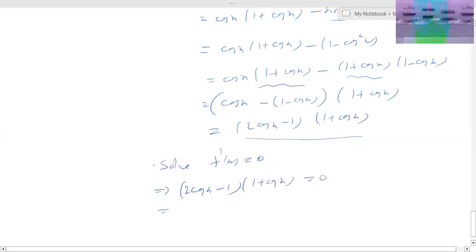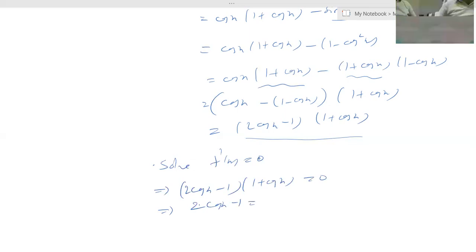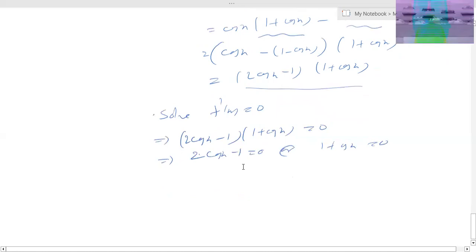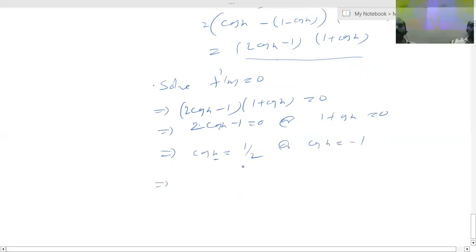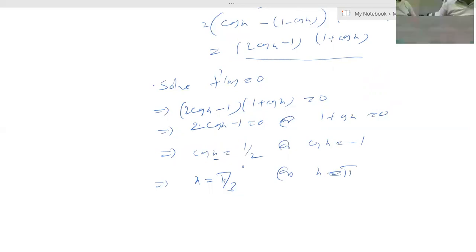From this, actually no need to find, even though it is better to find, I will give the answer. Either any one of the factors is 0. 1 plus cos x is 0. From the first factor, you understand that cos x equal to 1 by 2. From the second factor, cos x equal to minus 1. Cos value is 1 by 2 at pi by 3, at 60 degrees. Cos x equal to minus 1 at x equal to pi. So we have two roots.